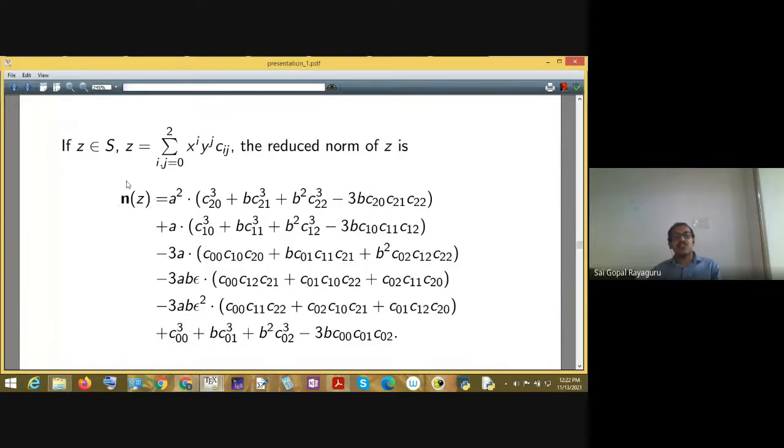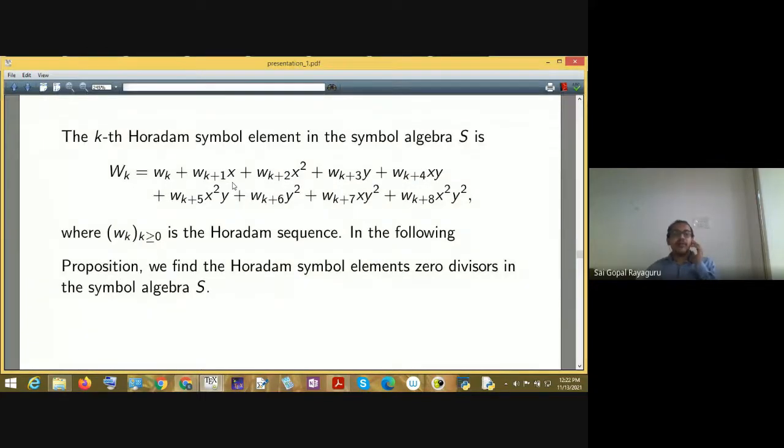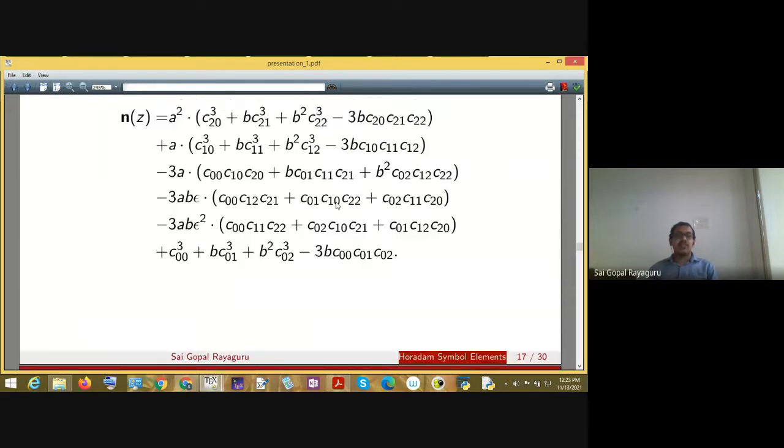So we can simply say that the norm of Z over this symbol algebra of degree 3 with this particular basis is of this form: a square times this computation inside the parenthesis plus a times this, and so on up to this. So this whole computation will give the norm for this particular element Z of this form. Okay, so in the kth Horadam symbol element, since we are considering the symbol element in Horadam numbers, if Wk represents the kth Horadam symbol element over the symbol algebra of degree 3, we will represent it like this, with this basis which I considered.